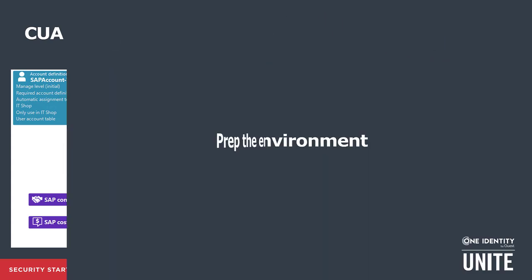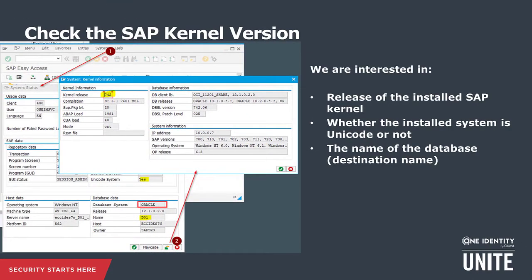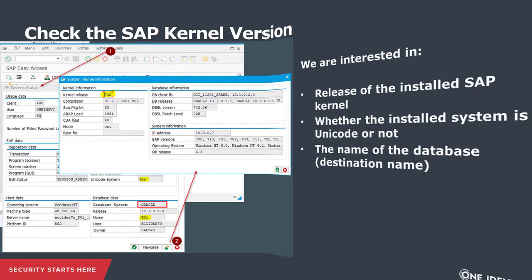In order to connect to an SAP system, we first need to prep the environment. The first step here is to check the SAP kernel version. We are interested in the release version of the installed SAP kernel, whether the installed system is a Unicode system or not, and the name of the database.